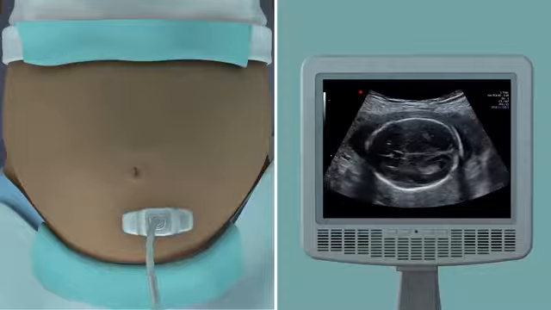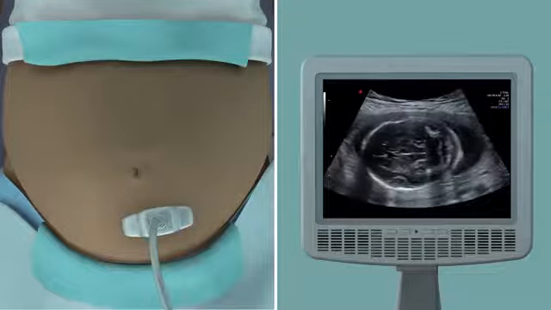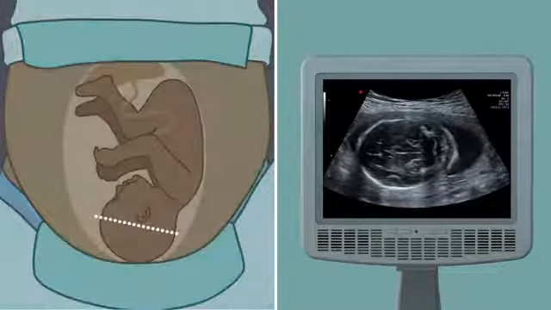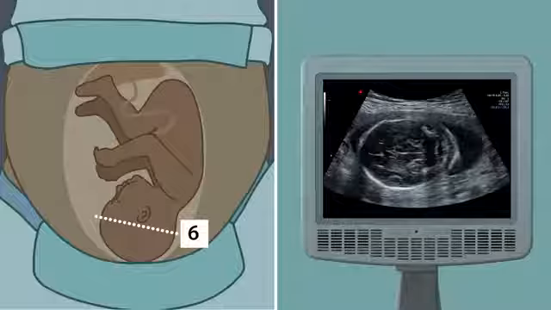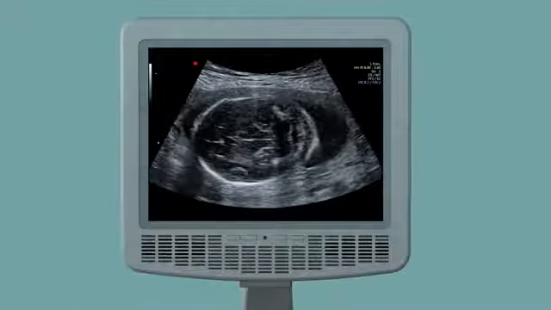Then rotate from the transventricular plane to the transcerebellar plane, or plane 6, by keeping the cavum septum pellucidum in view and rotating the probe towards the fetal neck. Measure the transcerebellar diameter, or TCD, by placing the linear calipers across the maximum diameter of the cerebellum.